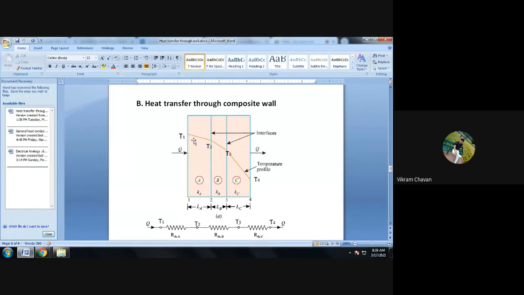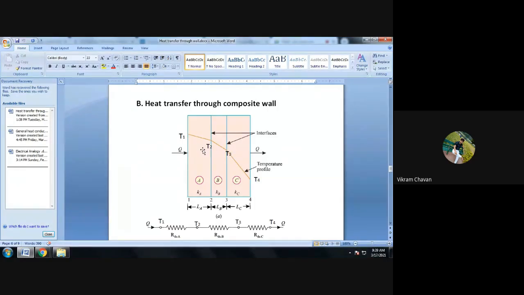Whereas if you consider the composite wall, it will not be the same, because the thermal conductivities of different materials will differ. So in the composite wall it will not be a straight line overall, but for a single wall within that composite wall, the temperature profile will be linear.